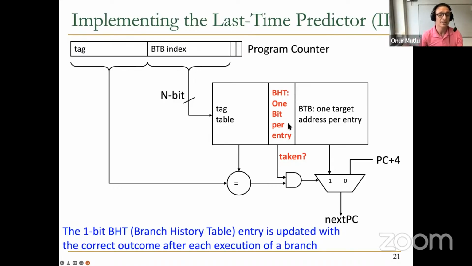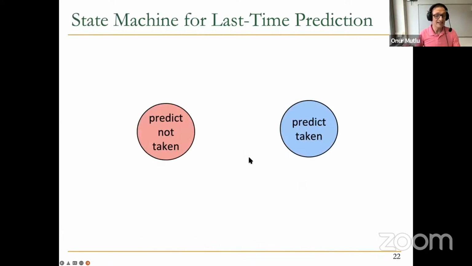This is the direction predictor. This branch history table entry is updated with the correct outcome after each execution of a branch. Okay, and that is a single bit. That bit essentially looks like this. It's a state machine, basically. You can think about it as a state machine with a single bit output. The single bit can be 0 or 1. I basically encapsulate them as predict not taken or predict taken.